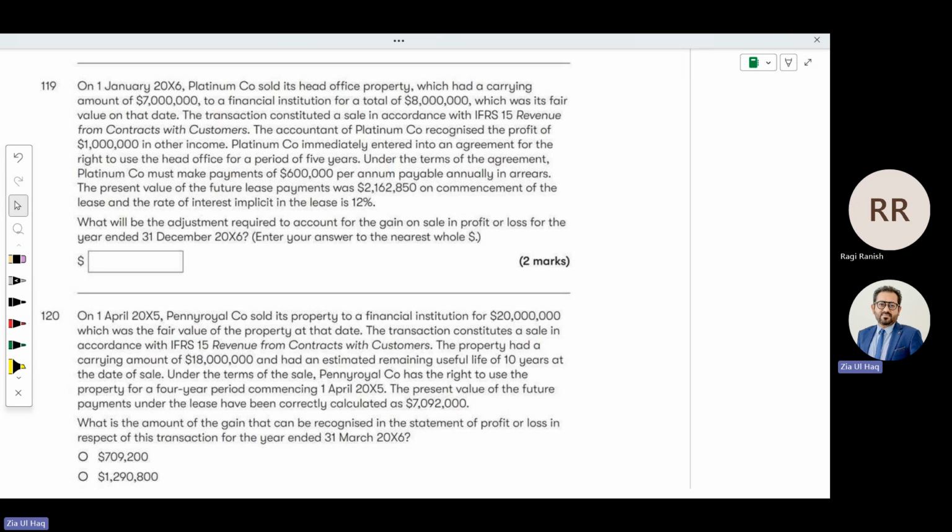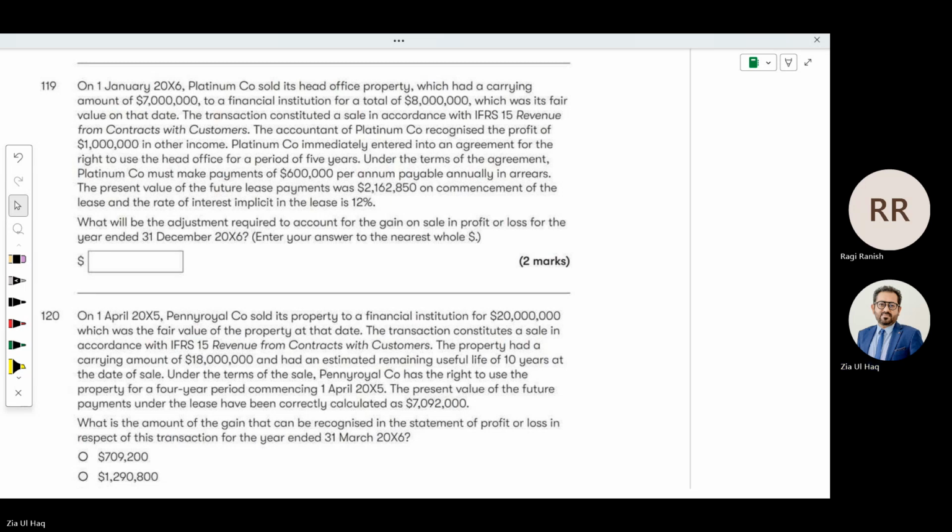On 1st January 2026, Platinum Company sold its head office property, which had a carrying amount of 7 million, to a financial institution for a total of 8 million. So cash received 8 million, sale proceeds 8 million, carrying value 7 million. Total profit is 1 million, which was its fair value on that date. The transaction constituted a sale in accordance with IFRS 15. Platinum Company recognized the profit of 1 million in other income. They have recorded 1 million. Is that correct treatment or wrong?